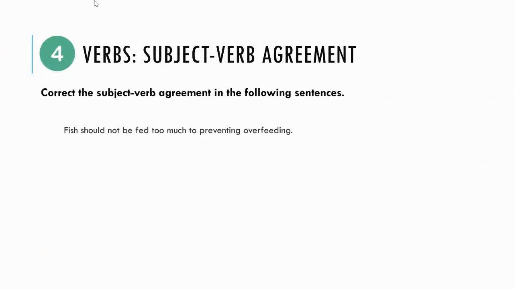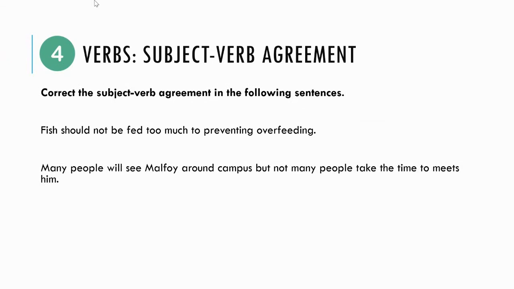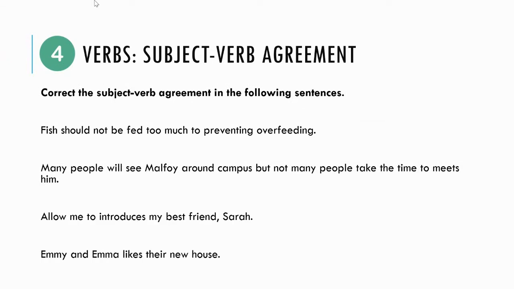Now let's practice. Correct the subject-verb agreement in the following sentences. Fish should not be fed too much to preventing overfeeding. Many people will see Malfoy around campus, but not many people take the time to meet him. Allow me to introduce my best friend Sarah. Emmy and Emma likes their new house. You may pause the video at this time to work on these examples.